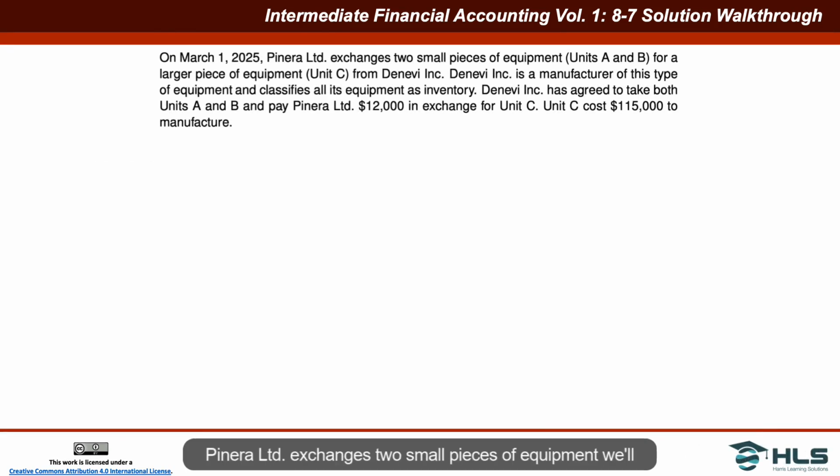Panera Limited exchanges two small pieces of equipment we'll call units A and B for a larger piece of equipment, unit C, from Denevy Inc. Denevy is a manufacturer of this type of equipment and classifies all of its equipment as inventory. Denevy has agreed to take both units A and B and pay Panera $12,000 in exchange for Unit C. Unit C has a cost of $115,000 to manufacture.